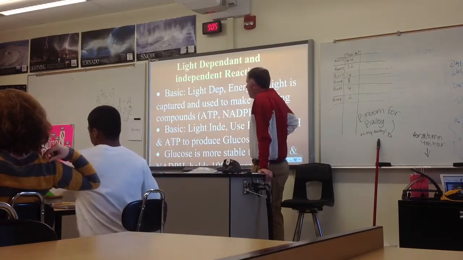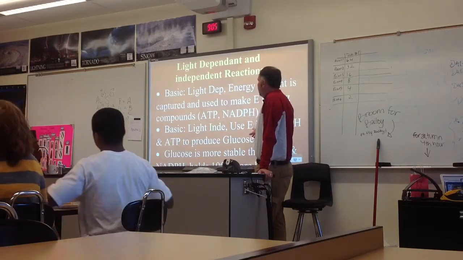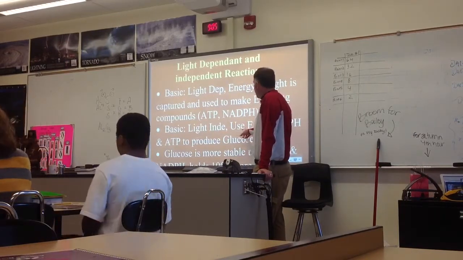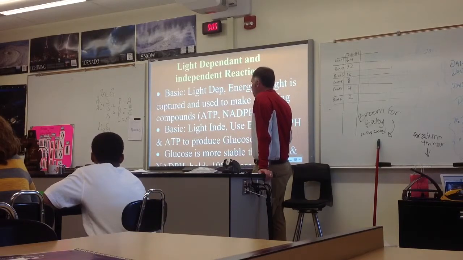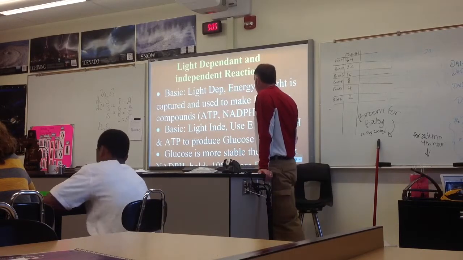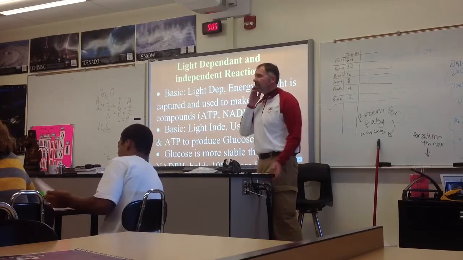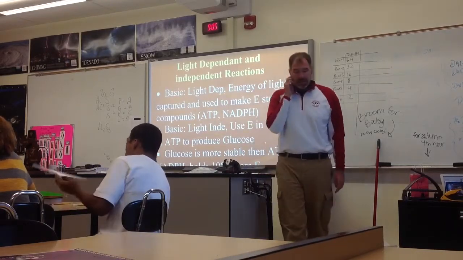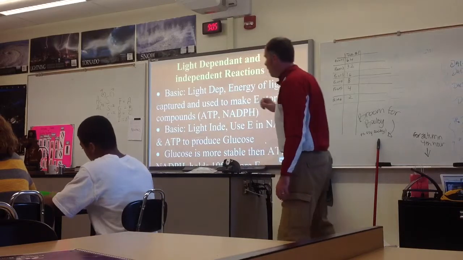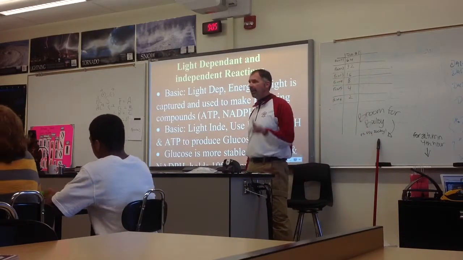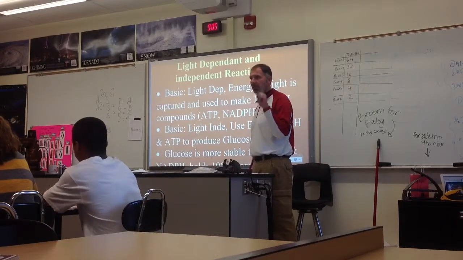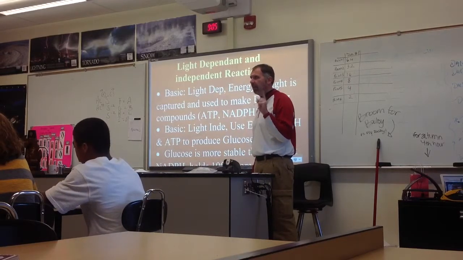We're going to start. The light-independent reaction uses energy and NADPH to produce glucose. Glucose is more stable than ATP and holds. Now this is the big thing here. Plants make ATP, but then they store all that energy in glucose because it stores 100 times more energy. That's something you have to remember. Glucose stores 100 times more energy than ATP.